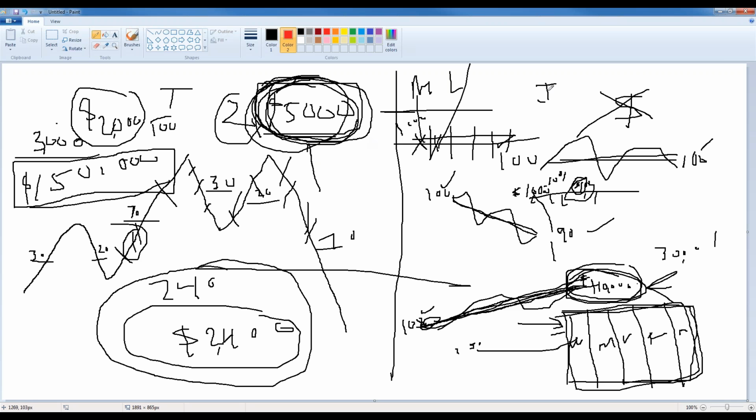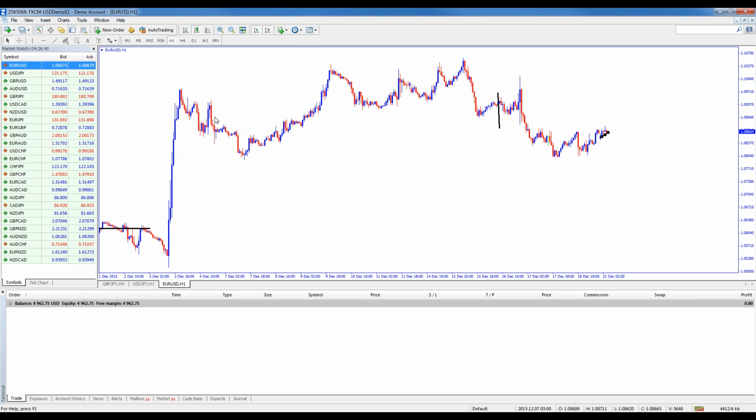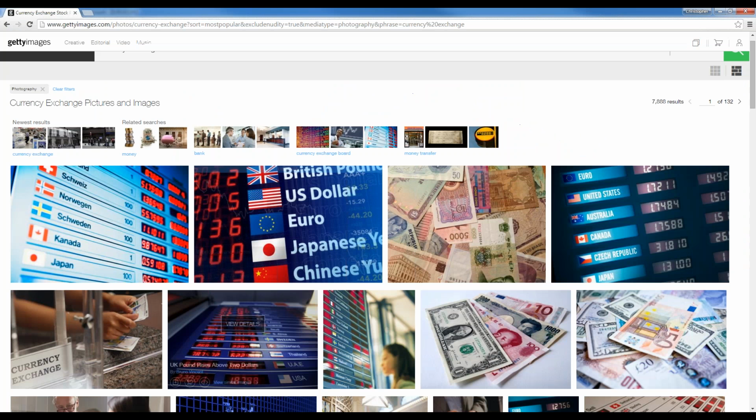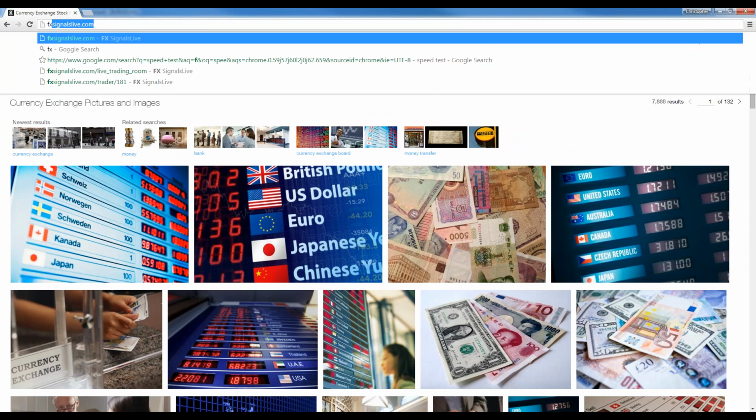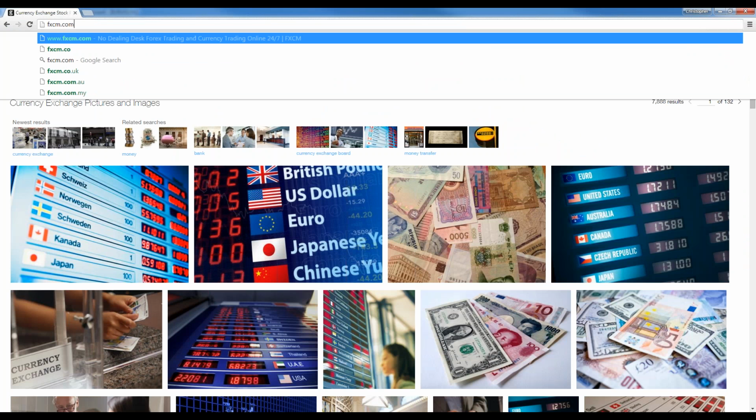Setting up the charts and the platform. All right. Now, I'm not going to go to, yeah, you know what? Let me bring you right there. Let's go right to FXCM. I'll give you FXCM as an account. You can use anything you want.